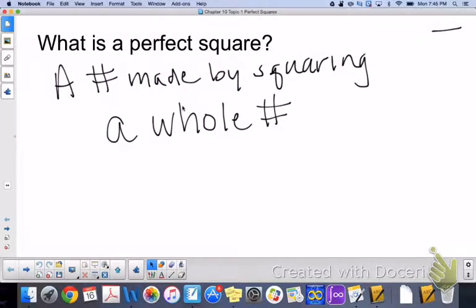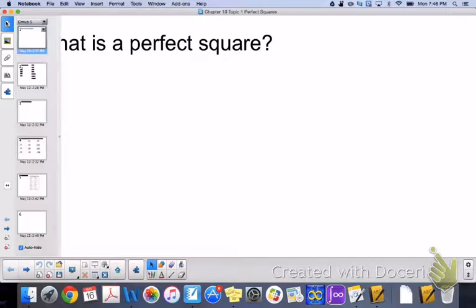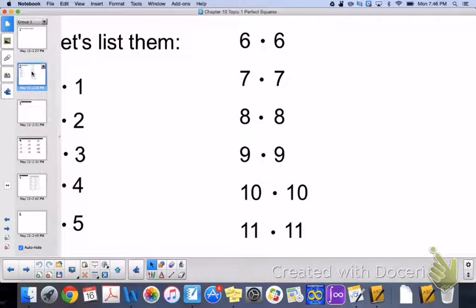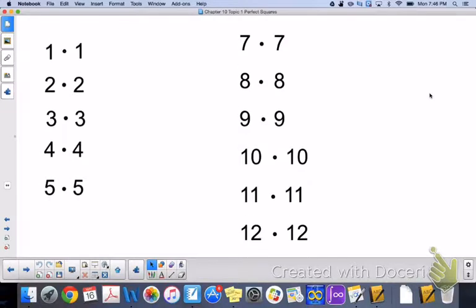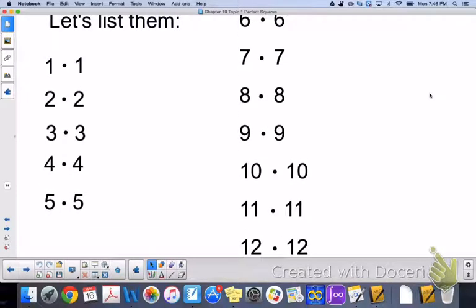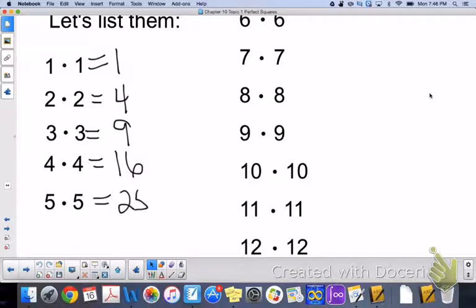So, what we're going to do is look at what the perfect squares we would like you to know are. All right, so here is all of them, kind of. All right, 1 times 1 is 1, so 1 is a perfect square. 2 times 2 is 4, so 4 is a perfect square. 3 times 3 is 9. 4 times 4 is 16. 5 times 5 is 25.